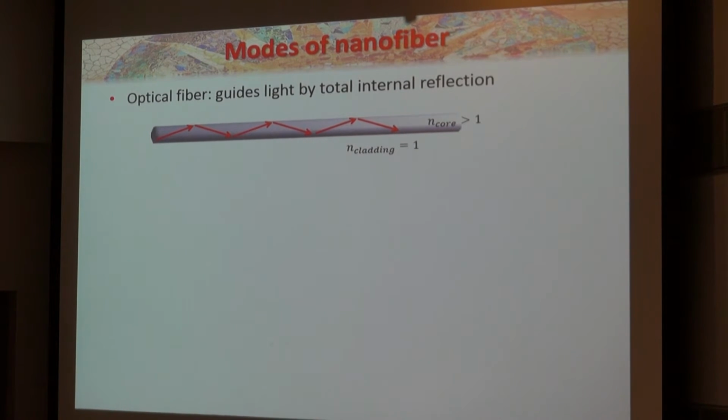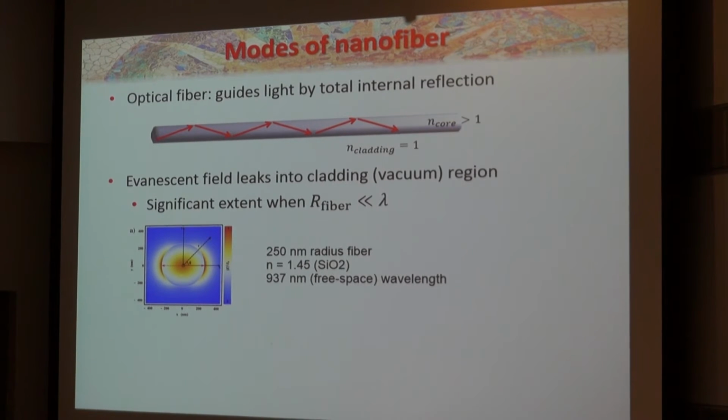So the way a nanofiber works is it guides light by total internal reflection. You have a high refractive index core surrounded by a lower index cladding, which in this case is going to be vacuum. So that's the ray optics picture of an optical fiber. But the real picture is, it's not that the field only lives in the core and not in the cladding at all. The field actually extends into the cladding, but just evanescently decays away. And it turns out when your fiber is really thin, so when the fiber radius is much smaller than the optical wavelength, that evanescent field into the cladding can actually extend out quite a distance.